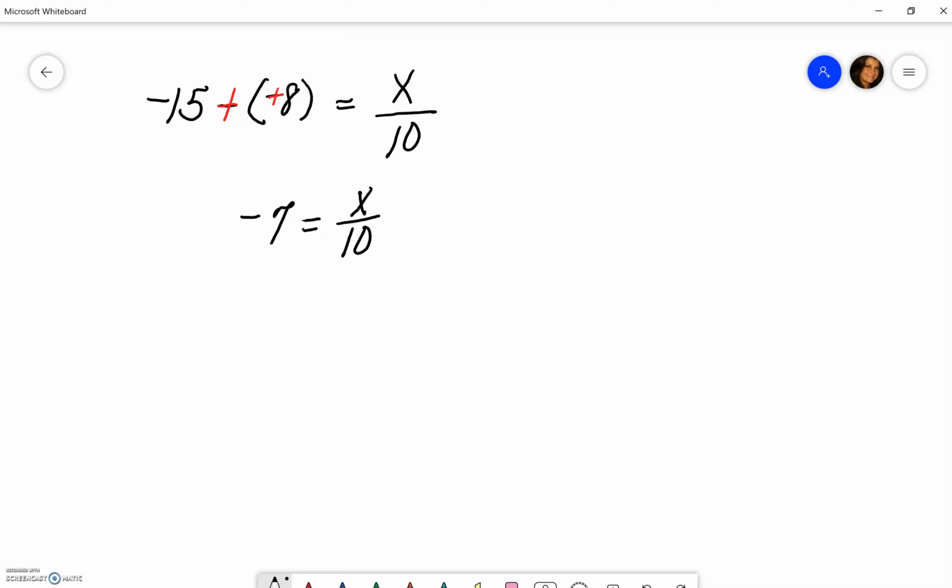All right, now how do we get that 10 out of the denominator? Well, we learned that if we multiply it by 10, this will reduce down to 1, and what you do to one side, you must do to the other. So negative 70 equals x, and that's our final answer there.